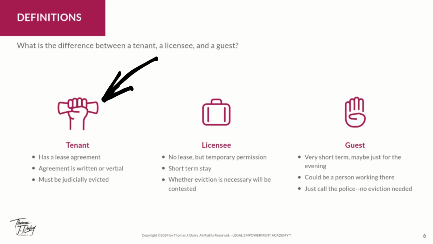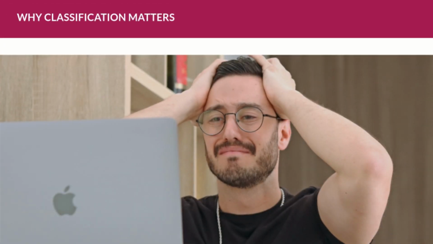A tenant is someone who has a lease agreement, which can be written or verbal, that grants them the right to occupy the property. A licensee is someone who has permission to stay but does not have tenant rights. For example, a boyfriend or girlfriend who moved in informally. Lastly, a guest is someone temporarily staying on the property without any formal agreement or implied rights.